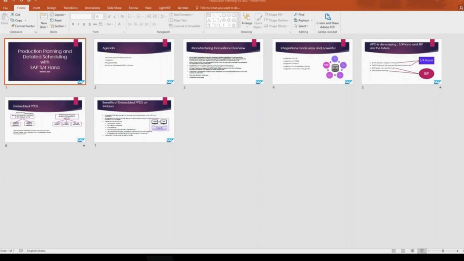All right, now let's take a look at the manufacturing innovations. It's very straightforward. Most of you already know that SAP S4HANA embedded PPDS is a next generation production planning tool in APO, which we otherwise call the advanced planning and optimization tool, which incorporates the functionality of advanced capacity planning and heuristics for material planning.